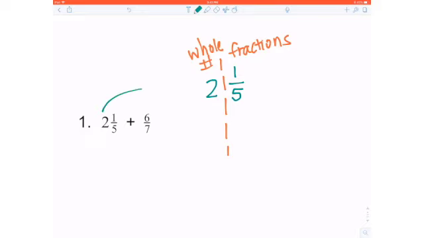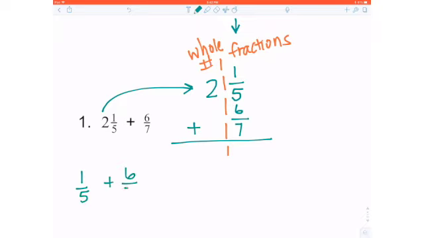So here we have 2 1/5. And here we're going to put 6/7. There is no whole number, there's only a fraction. So I'm going to put it on this side. And I'm going to add it. Okay? So I'm going to always start over here on my far right hand side because that's how I always add. Nothing new there. And it looks like we have to just add 2 fractions. Well, we know how to add fractions, right? It's just 1/5 plus 6/7.